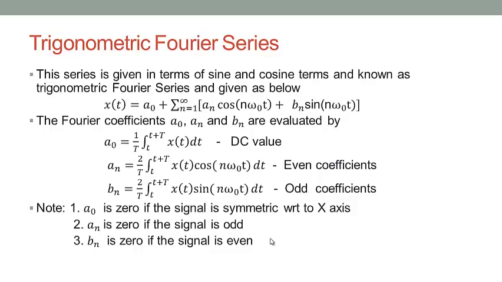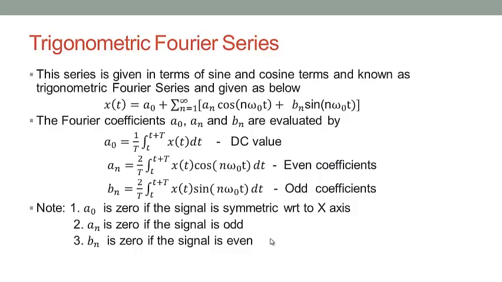Now how will you find the coefficients? The coefficients are evaluated by these formulas. a naught is given by 1 by T, T being the period of the periodic signal, times the integral over one period, from t to t plus capital T, of x of t dt. This is the formula to find the DC value, which means the average value of your signal. Then a n is given by 2 by T times the integral over one period of x of t cos n omega naught t dt.